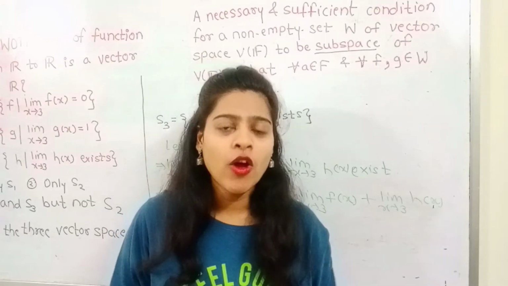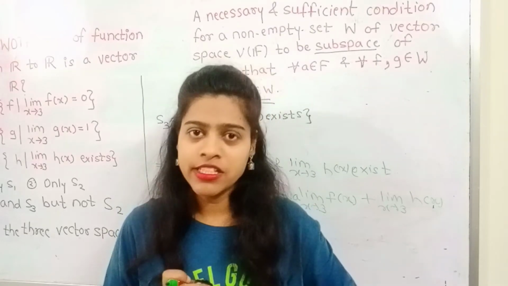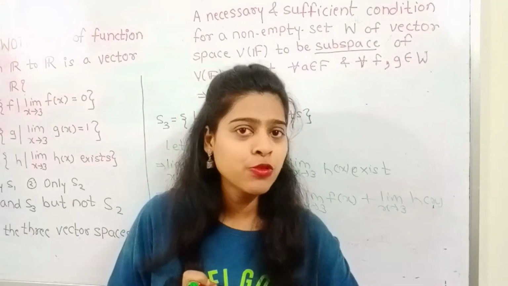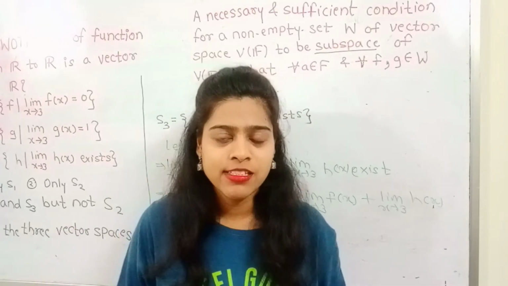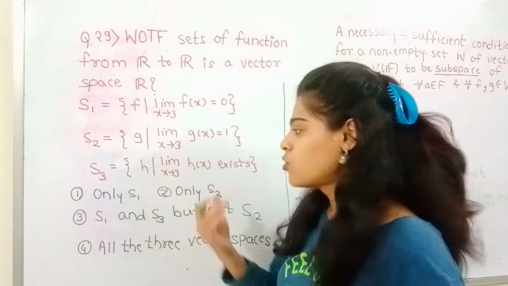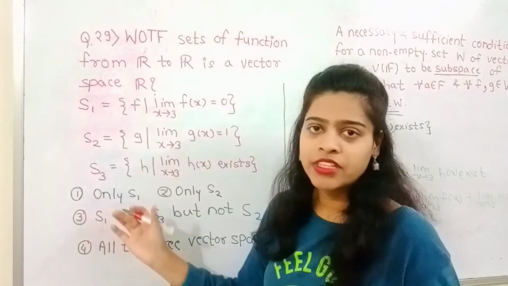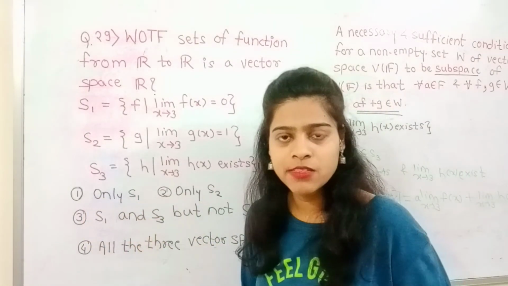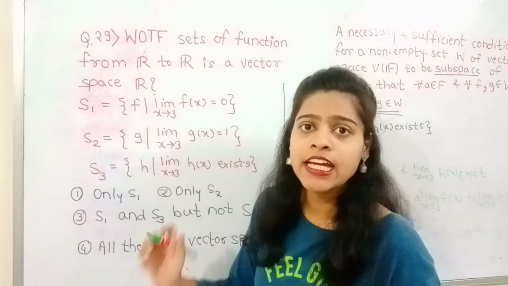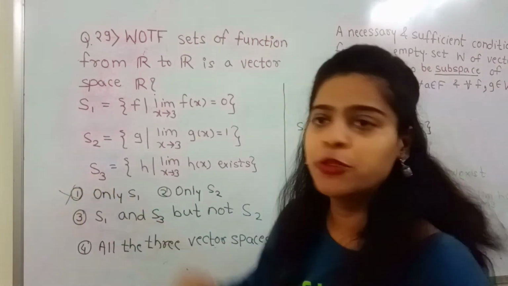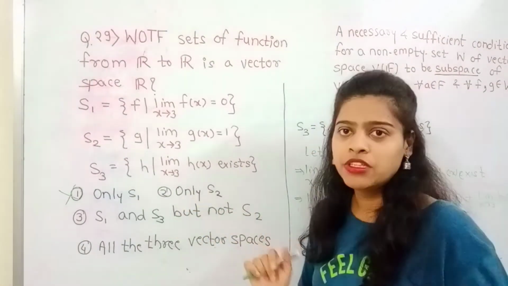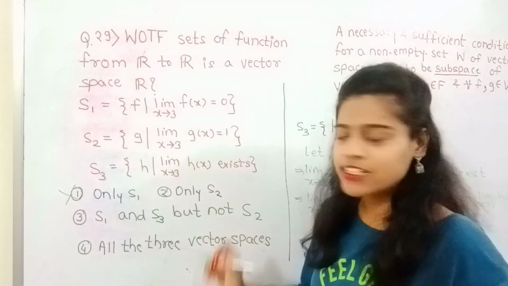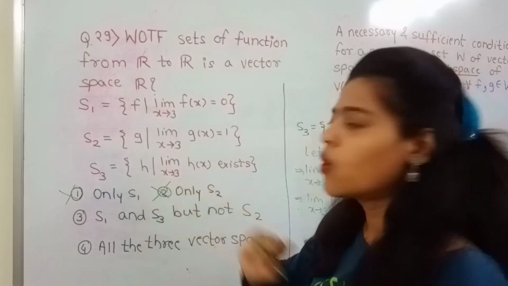Therefore, from all the above cases, firstly we checked S1 is a vector space. Second, we checked S2 is not a vector space. Lastly, we checked that S3 is a vector space. Now check the options. Option 1 says only S1. S1 is a vector space, but only S1 is not correct. Therefore, option 1 is not true. Now second is option 2, only S2. We know that S2 is not a vector space. Therefore, option 2 is not true.